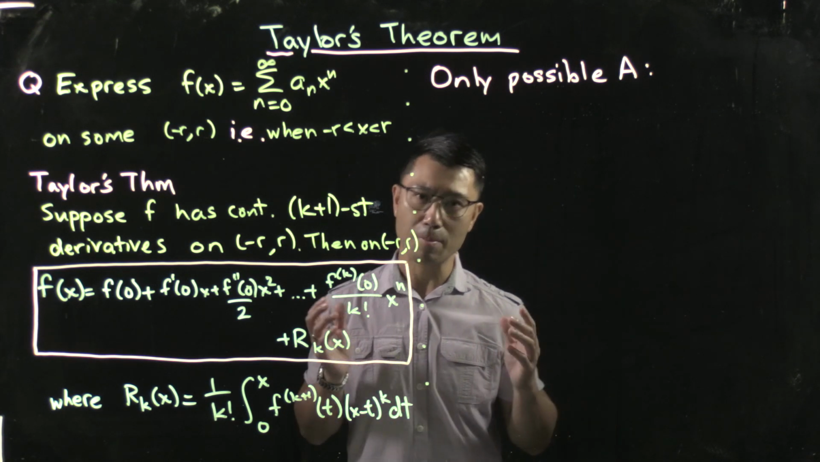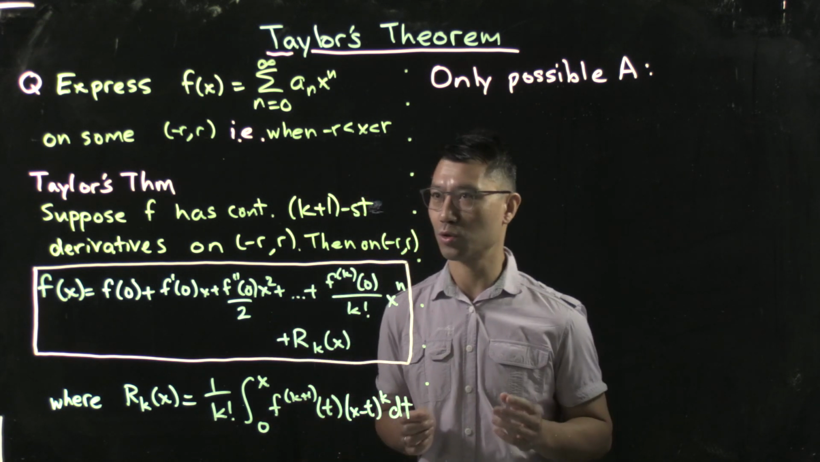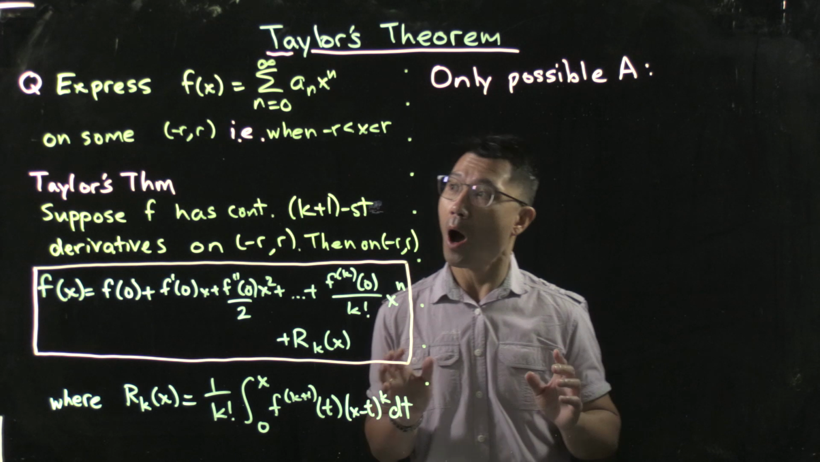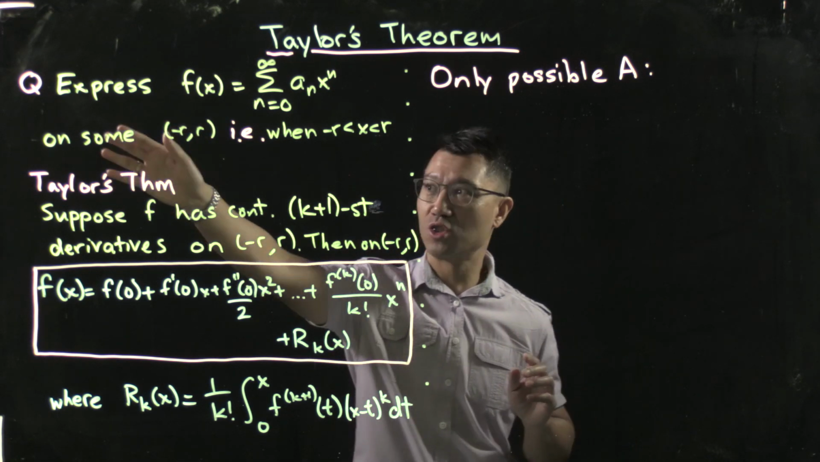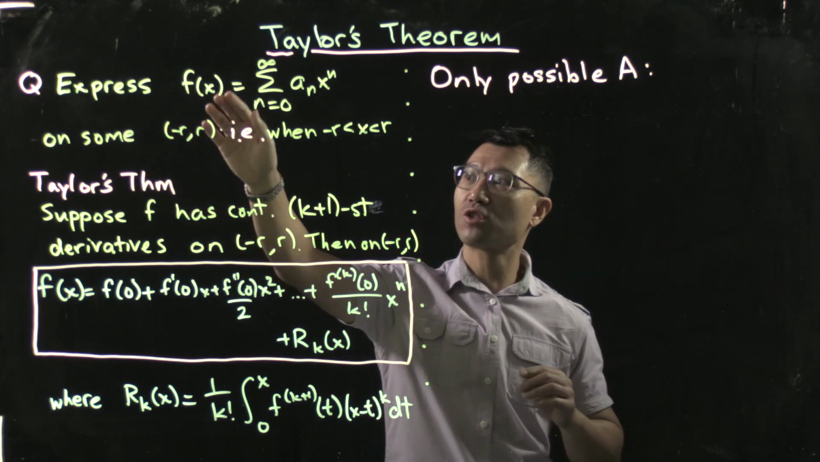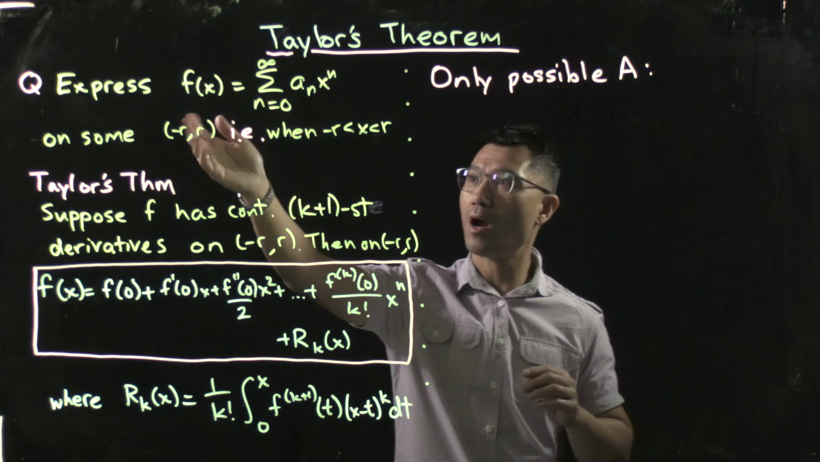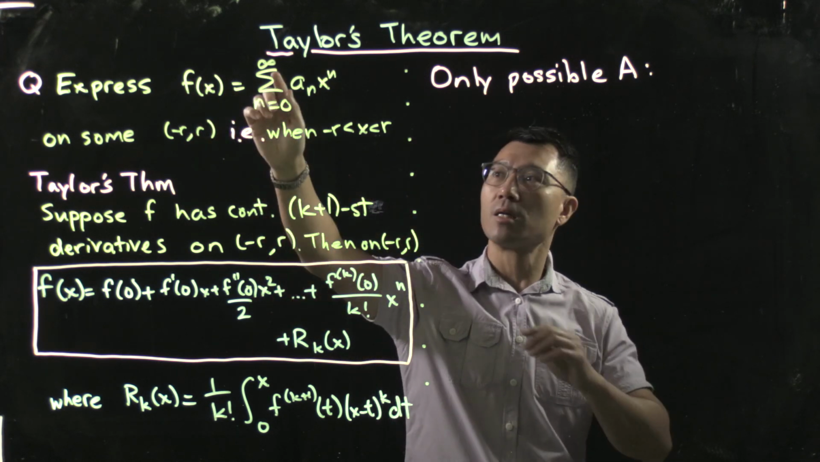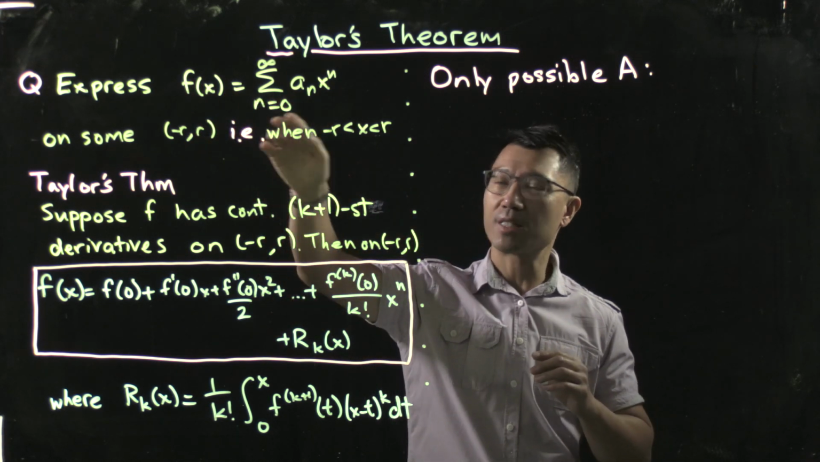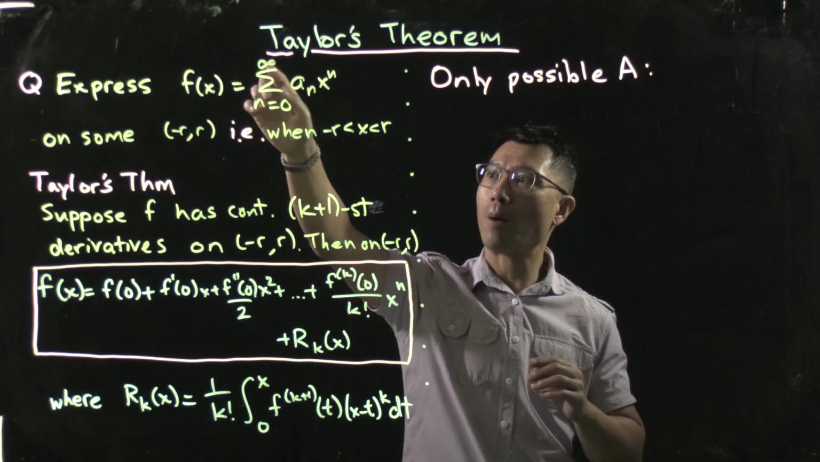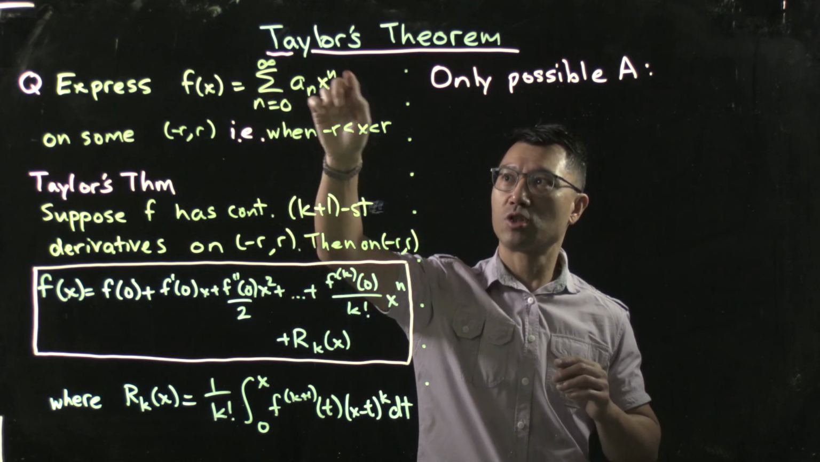This is Extension 3 Mathematics for Talented High School Students. In this video, I want to look at the following question, which is to express a function f of x of a real variable as a power series. So in other words, in the form of this infinite sum from n equals 0 up to infinity of a n x to the n.